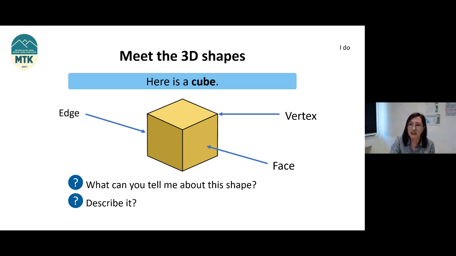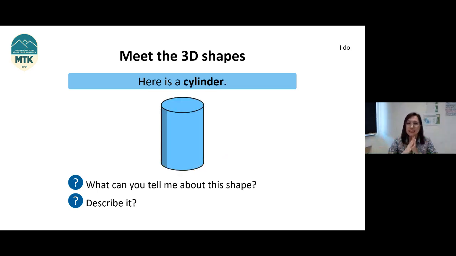Okay, let's take a look at the other one. So here is the cylinder. What can you tell me about this shape? Can you describe it? Shall we do it together? Let's do it together. Okay, so the same as the cube, the cylinder has an edge, but it's a round edge. So how many edges does it have? Let's count. 1, 2. Yep.